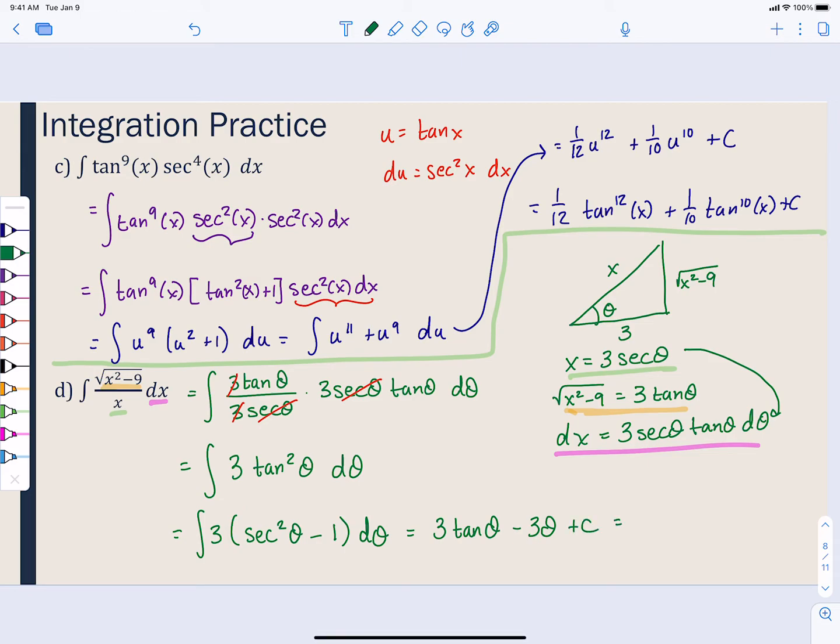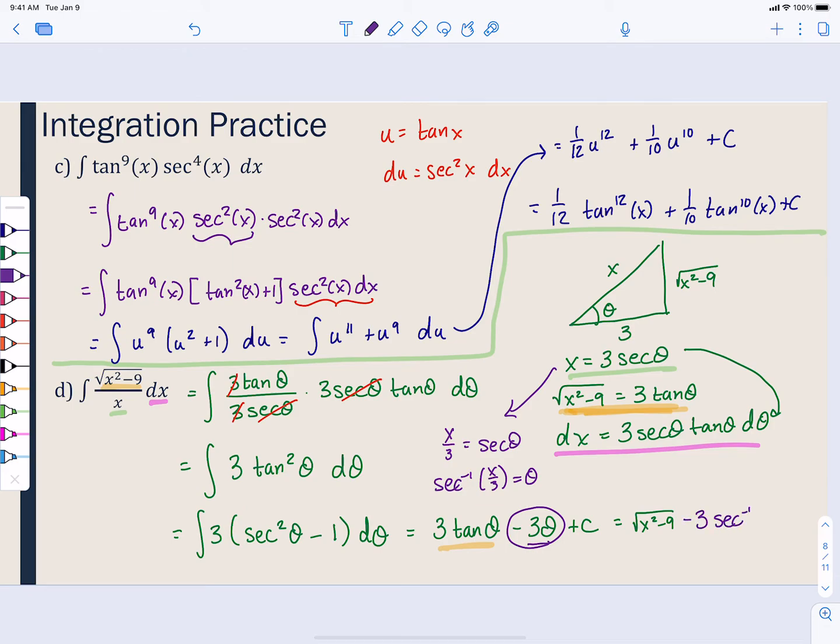Now it's time for us to back substitute. So we've got 3 tangent of theta, and we know exactly what that is up here. That is the square root of x squared minus 9. Our 3 theta right here, we can figure out using our first statement, that x over 3 is equal to secant of theta, and that the inverse secant of x over 3 is equal to theta. This is not the only way for us to figure out theta. We have other options, so remember that. So we get negative 3 inverse secant of x over 3 plus c.